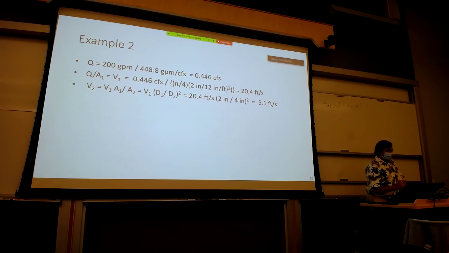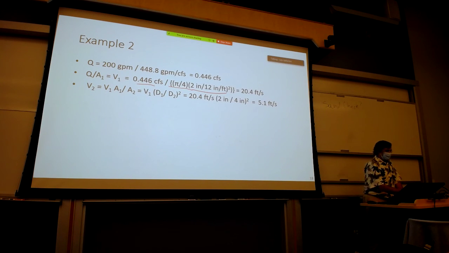We then take the discharge divided by cross-sectional area 1 in order to get the velocity at 1. The discharge we just calculated to be 0.446 cubic feet per second. Cross-sectional area of the circle, pi over 4 d squared. And you'll see that I converted from inches to feet for the diameter. And so at location 1, we have 20.4 feet per second.